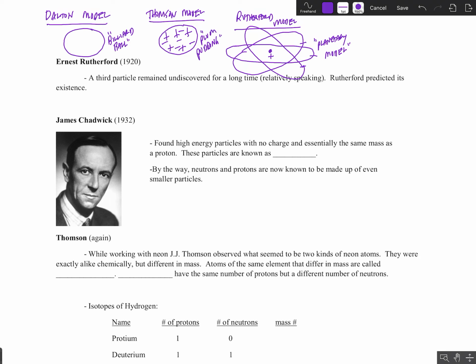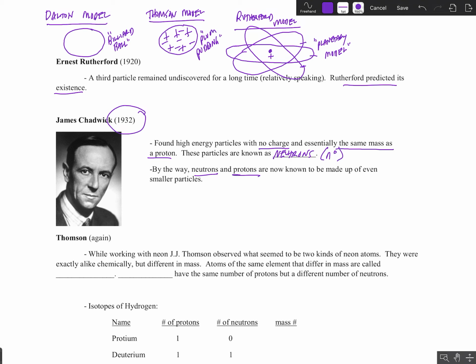But today, I want to talk a little bit about a third particle that Rutherford predicted existed. The mass of an atom was bigger than we could account for. So there must be a third particle, but it was very difficult to isolate. Rutherford predicted its existence. It wasn't until 1932 that this third subatomic particle was discovered. It has no charge, and it has about the same mass as a proton. These particles are known as neutrons, and their symbol is a lowercase n with an uppercase 0, symbolizing a neutron with no charge.